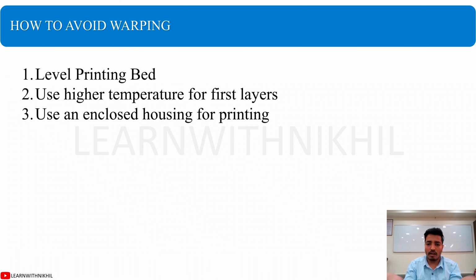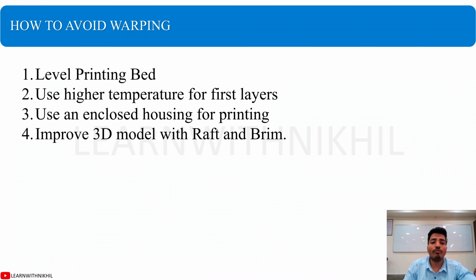Use enclosed housings for the printing. As the outer temperature and the AC fans might affect your printing, you have to use an enclosed housing. For an extrusion printer, a basic printer, enclosing is not required, but you can use that. That will be beneficial. But for resin printing or the advanced printers, you have to use an enclosed environment.